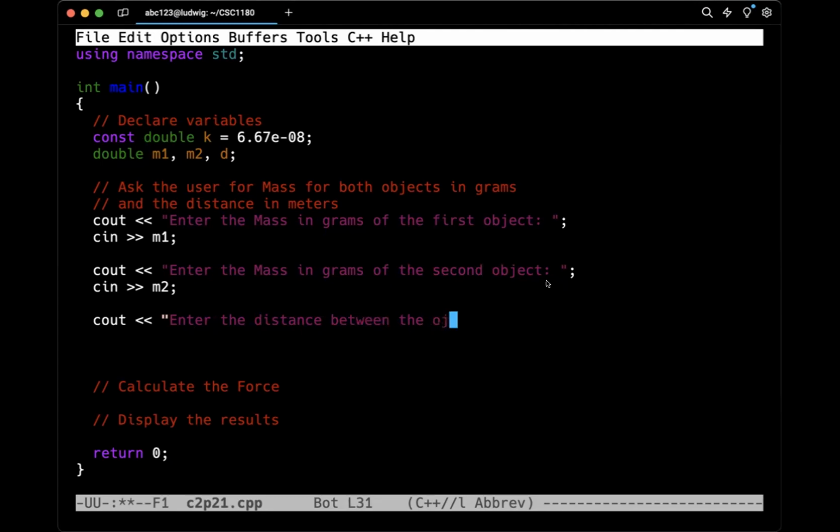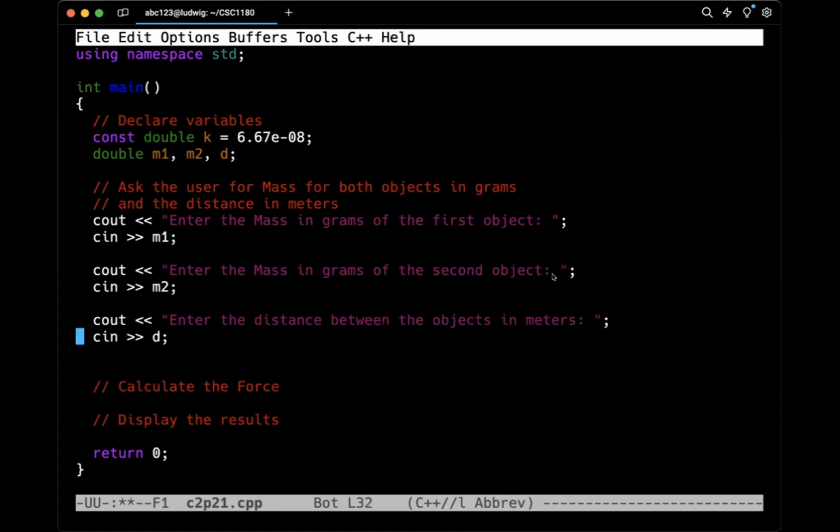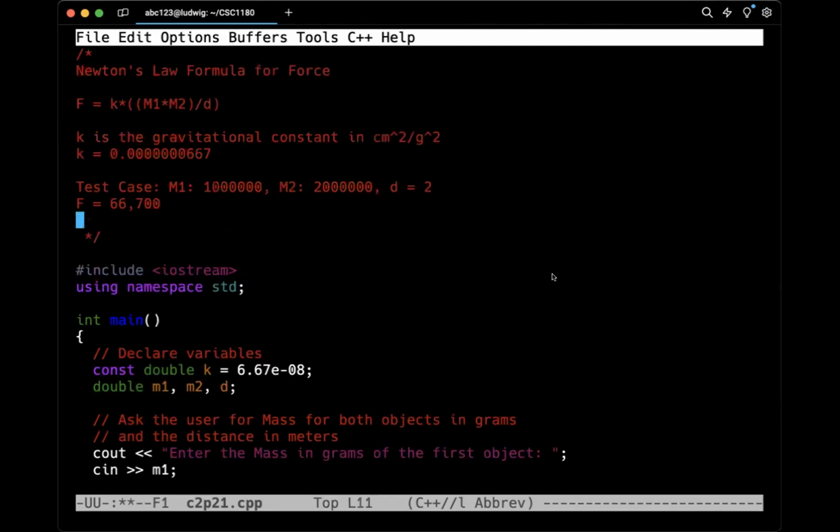Between the objects in meters. And the D. Okay. So that should take care of that. And then I should be able to basically, if I've called things the same here, they're close.